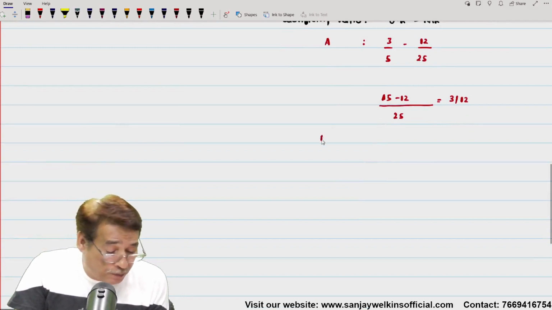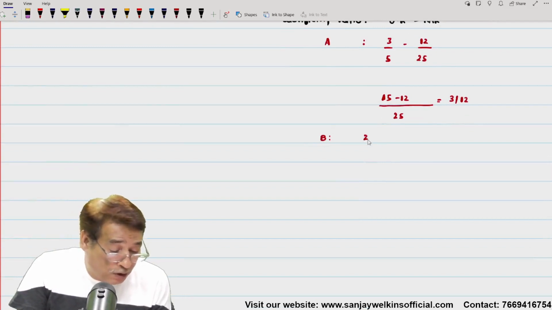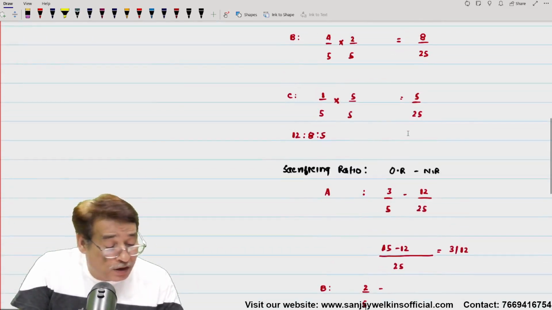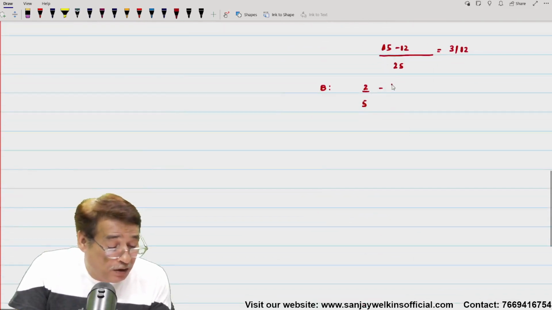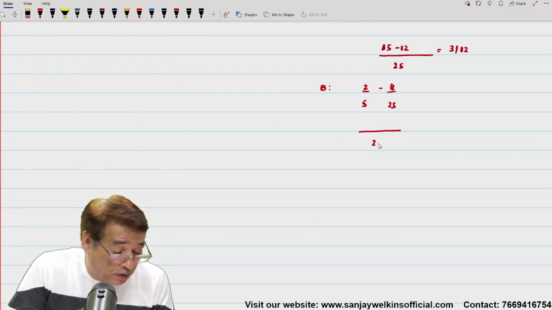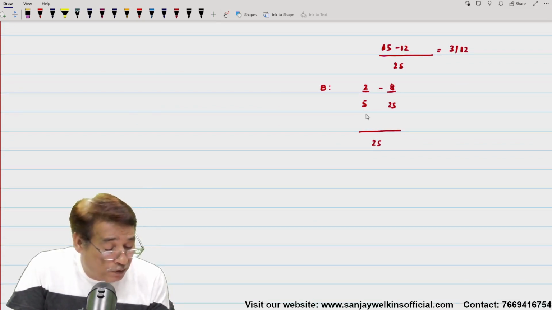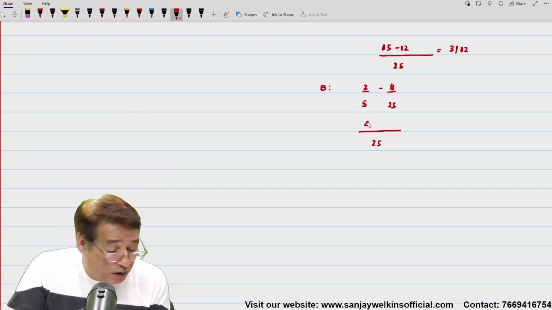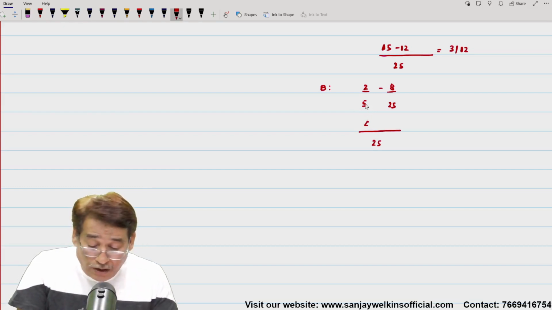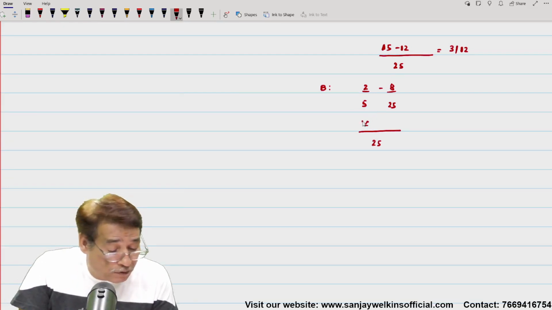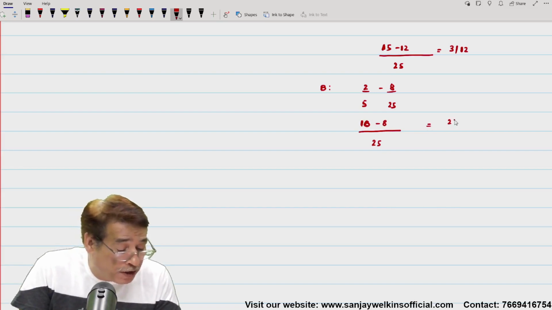Likewise, if I am going to compute the sacrificing ratio of B, the old ratio of B was 2 by 5 and the new ratio as we computed is 8 by 25. So I am going to subtract 8 by 25 and as you can see, the LCM will be 25. So 25 gets divided by 5, now 2 into 5 is equal to 10, and 25 by 25 is 1, so that will be 8, so we can say 2 by 25. Sacrificing ratio of B is how much?